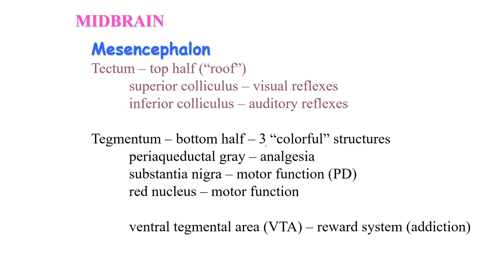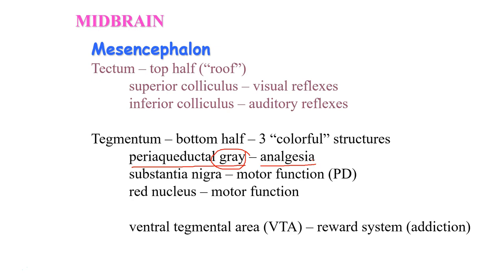They literally look like little hills on the back half of the brain. The other area of the midbrain is the tegmentum. It is the bottom half of the mesencephalon, and there are three colorful structures that you will need to know in addition to one extra one. The periaqueductal gray handles analgesia or pain relief.